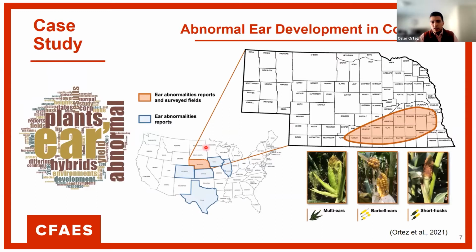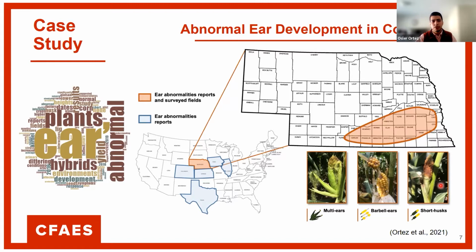So the work that we did in Nebraska, again, was responding to those issues being a concern. And then our work was mostly focused in central and eastern Nebraska. A few pictures here of what we were seeing out there in the field: multi-ears, barbell ears, and short husk ears.